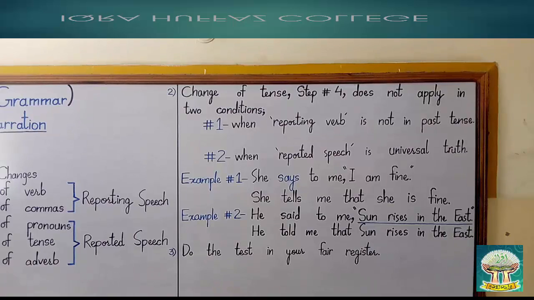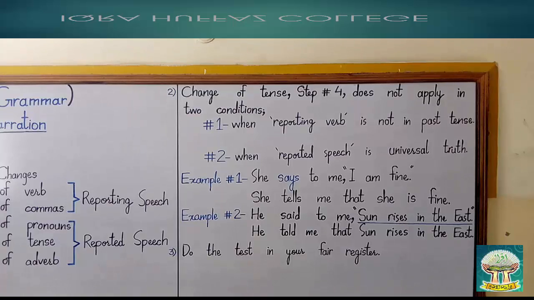Condition number 1, when the reporting verb is not in past tense. What do we mean by reporting verb? Said to is called the reporting verb. Condition number 2, when reported speech is a universal truth. I have exemplified both conditions with the help of sentences here on the board.